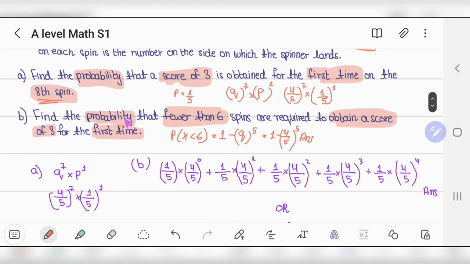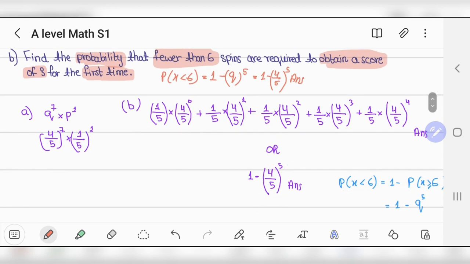What is the concept here? The concept is, what are the chances that fewer than 6 spins are required to obtain a score of 3 for the first time? What are the chances of getting that score if we are repeating the spin fewer than 6 times? For example, you have obtained a score after 1 spin, or after 2 spins, or after 3 spins, or after 4 spins, or after 5 spins. You just add them up and you get the probability, or you can just do it directly. Okay, so this was the concept.